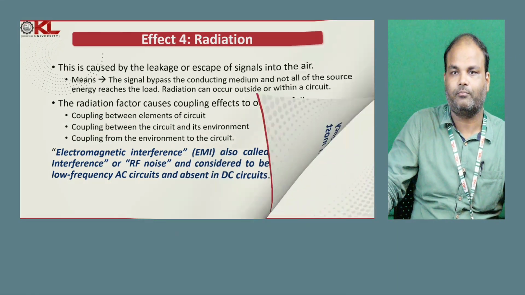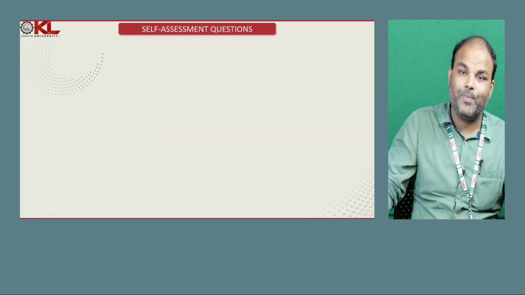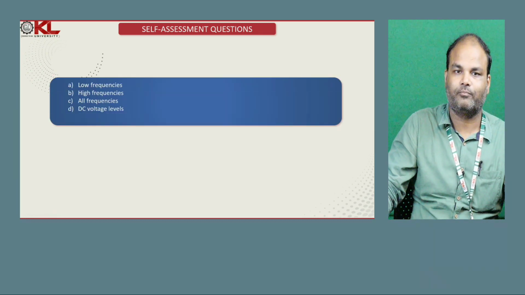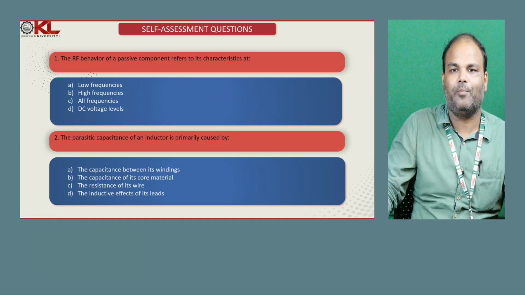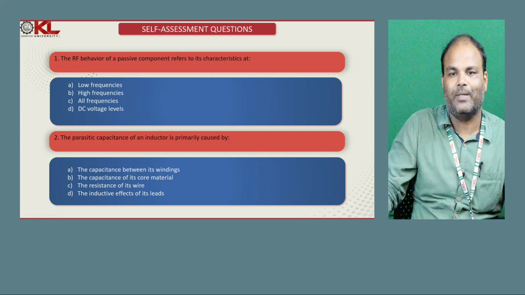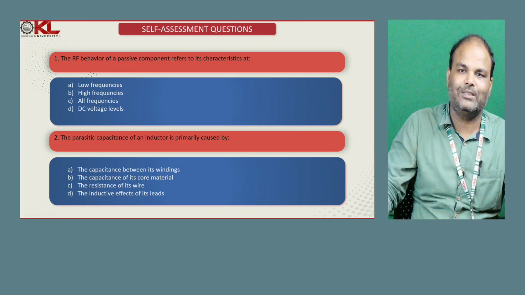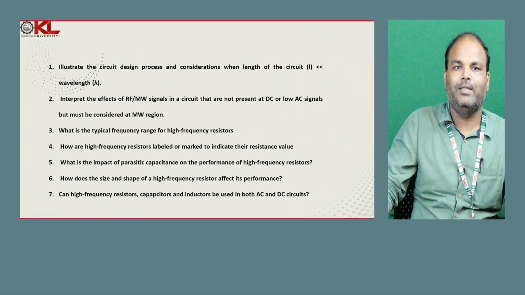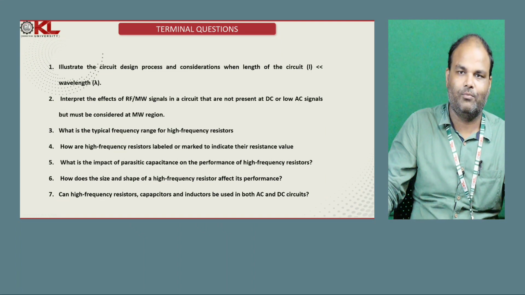Sorry for the interruption. So these are mostly the effects of radio frequency on passive components. Now I am asking some questions. The RF behavior of a passive component refers to its characteristics at which frequency, and the parasitic capacitance of an inductor is primarily caused by what? These two questions are open for you. We can also discuss many questions in our classwork. These are the terminal questions. You can see them one by one and prepare for the terminal exams.